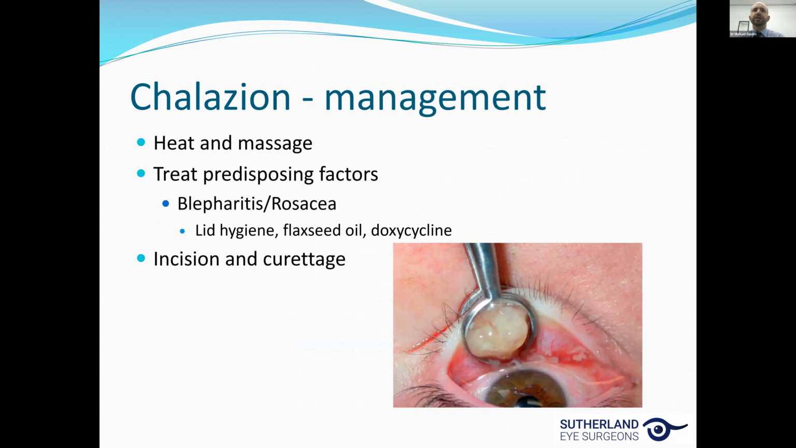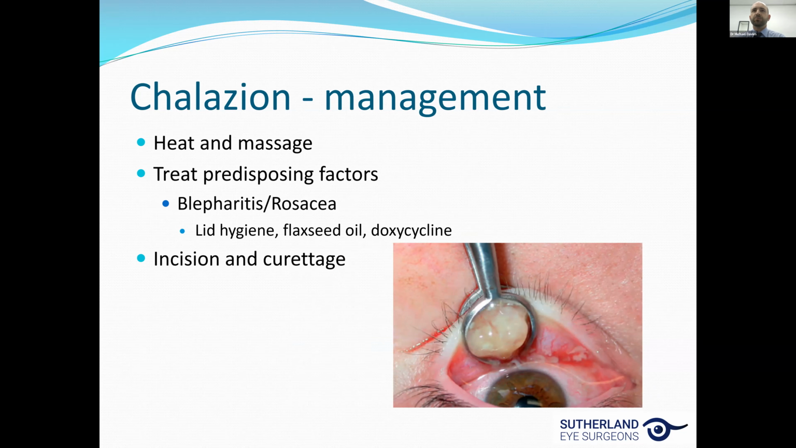Management, so typically we would start with conservative treatments. Heat and massage will get rid of the vast majority of these lesions. So I normally just get them to get a hot face cloth or one of those wheat packs, leave it on the area for 2 or 3 minutes, and then massage towards the center. So the top lid you would be massaging downwards, the lower lid you'd be massaging upwards. Try and do that 2 or 3 times a day, ideally.